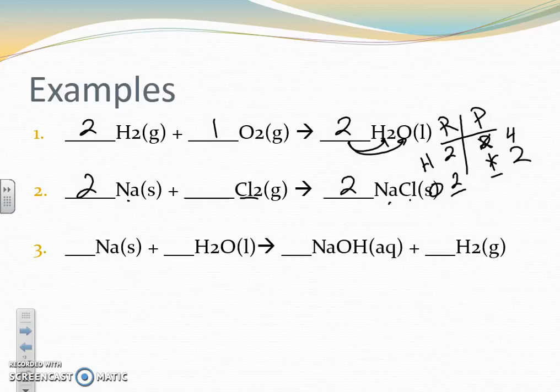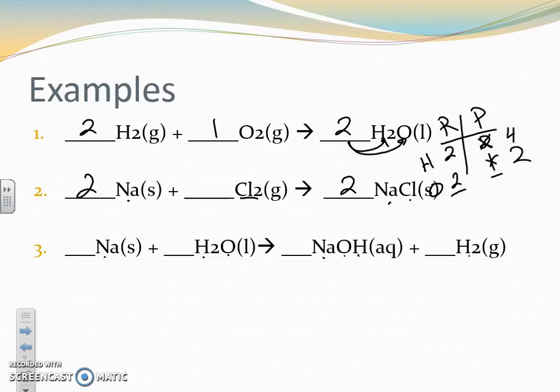Next one, a little harder. I'm looking, sodium looks good, 1 and 1. Hydrogen, 2 plus 1 is 3, and I have 2 over there, so that's not right. And then I have 1 oxygen and 1 oxygen, so I need to fix my hydrogens.